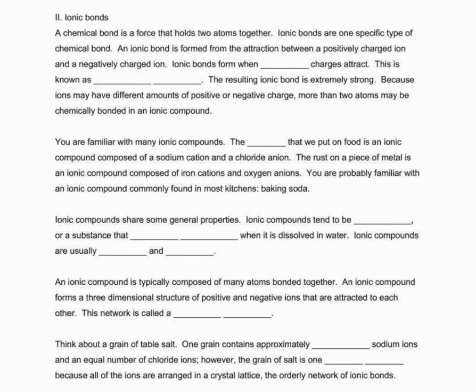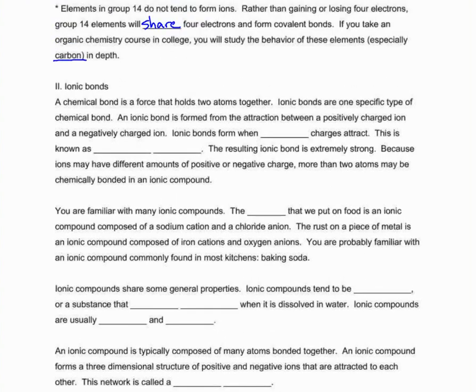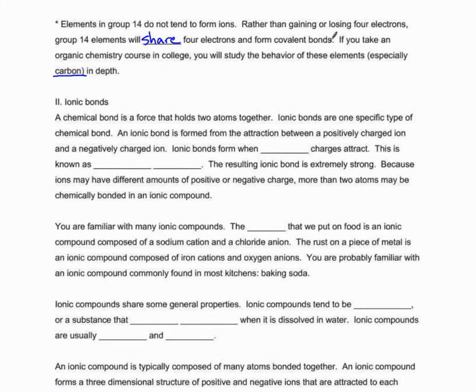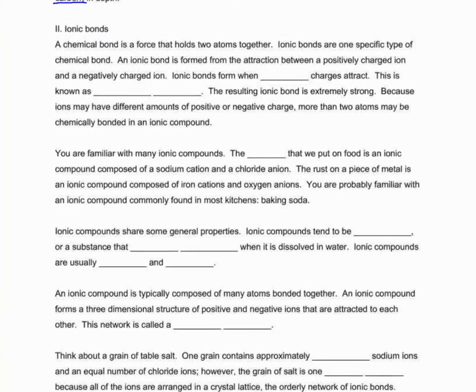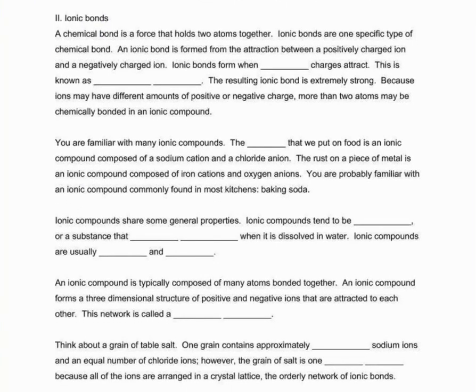So we're talking about ionic bonds now. A chemical bond is a more general term. It includes both ionic bonds and these covalent bonds. So that's a general term. A chemical bond is a force that holds 2 atoms together. Ionic bonds are one specific type of chemical bond, and it forms from the attraction between a positively charged ion and a negatively charged ion. So ionic bonds form when opposite charges attract.